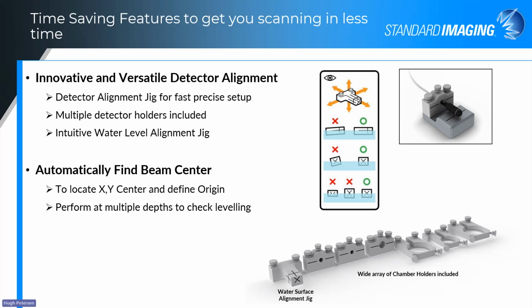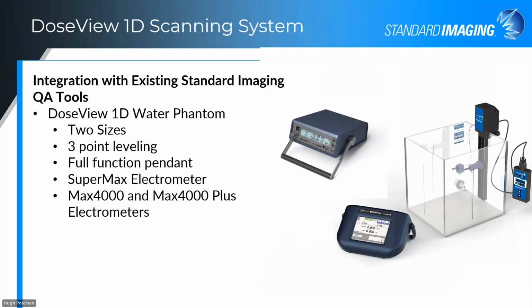We have an automatic fine beam center tool in the software, which I'll touch on as well, which once you get your chamber aligned, you can do a fine tune to find the actual center of the beam and then reset your origin accordingly. And that can be done at multiple depths to check that leveling. Additionally, our software has functionality and integration with existing standard imaging tools such as our 1D Phantom and our Supermax and Max 4000 electrometers.